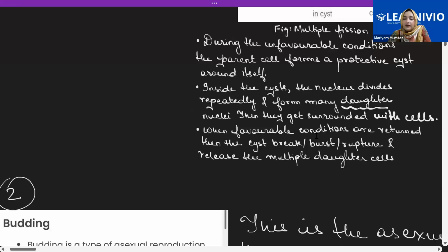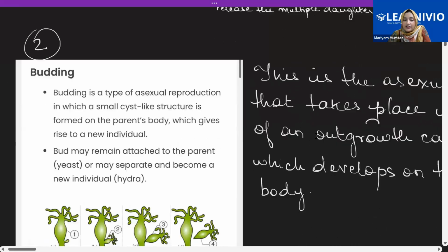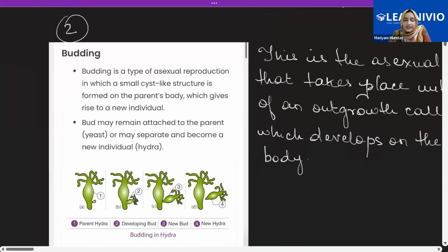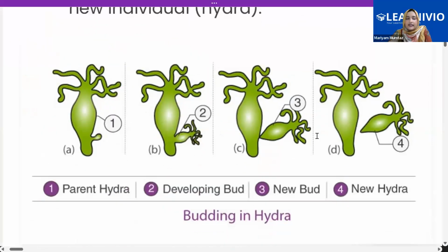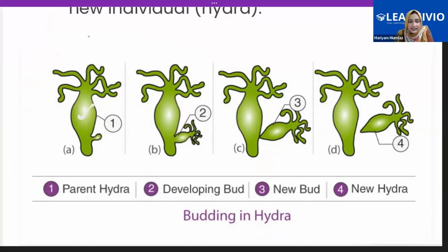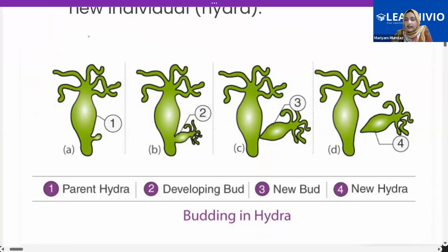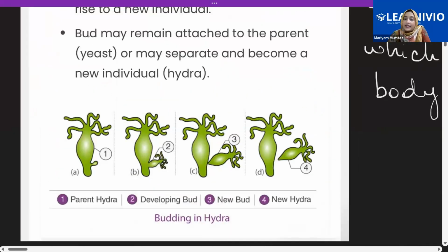Moving forward, talking about the next type of asexual reproduction, that is budding. If you see in this particular picture, this is a normal parent cell and then suddenly an outgrowth develops on its body. That outgrowth is called a bud. Slowly, that bud starts developing and it remains attached to the parent cell for a long period of time. And then after that, it gets detached from the parent and becomes a new cell. So this is a new organism forming from the body of the parent only.